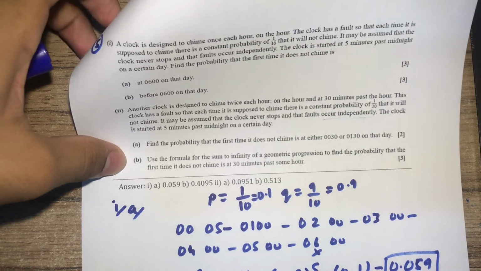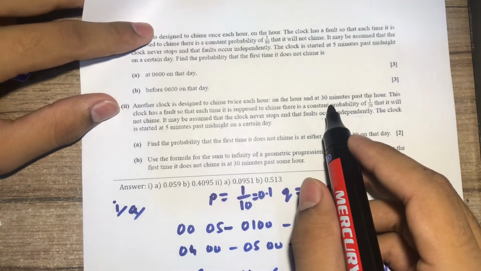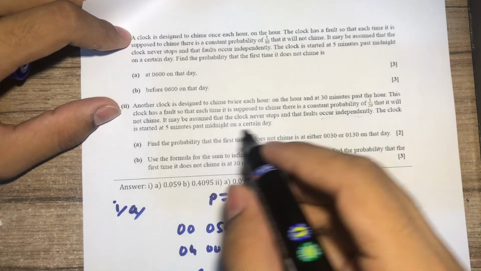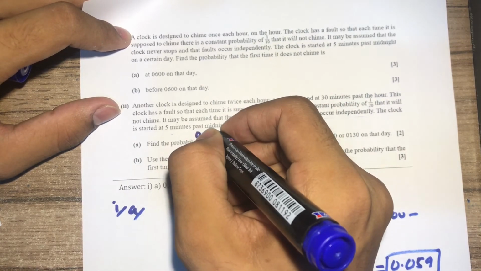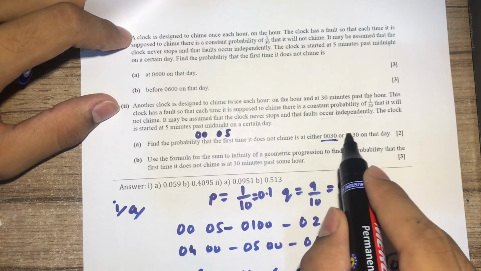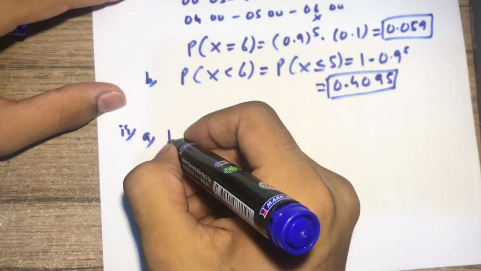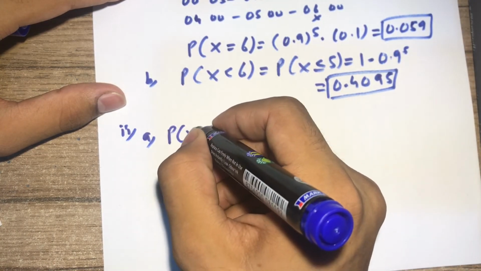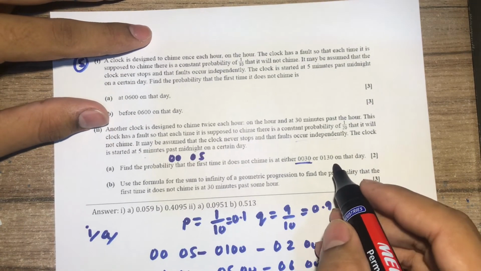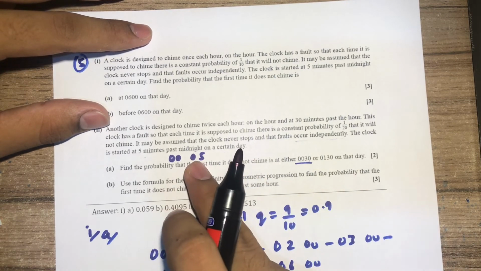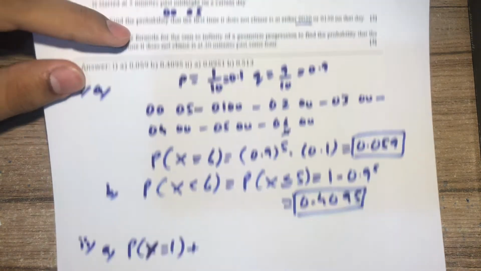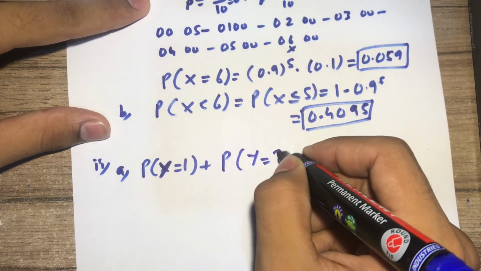So it has to chime twice each hour, that means at half past the hour and at the hour mark. So it starts at 5 minutes past midnight, that means it starts at 0005. Now it has to not chime at 0030. That means at the first attempt. So probability of y equals 1, let's take it as y over here, plus, it's saying or 0130. So 0130 would be the third attempt, right? Because the first is at 0030, then at 0100, then at 0130. So it's the third attempt, so P(Y equals 3).